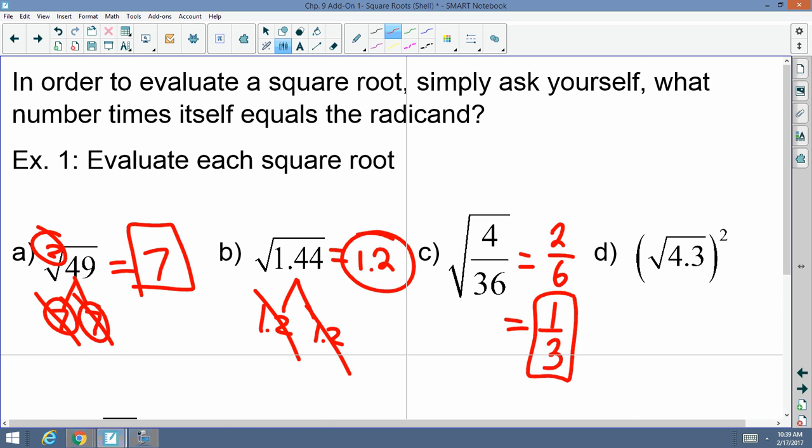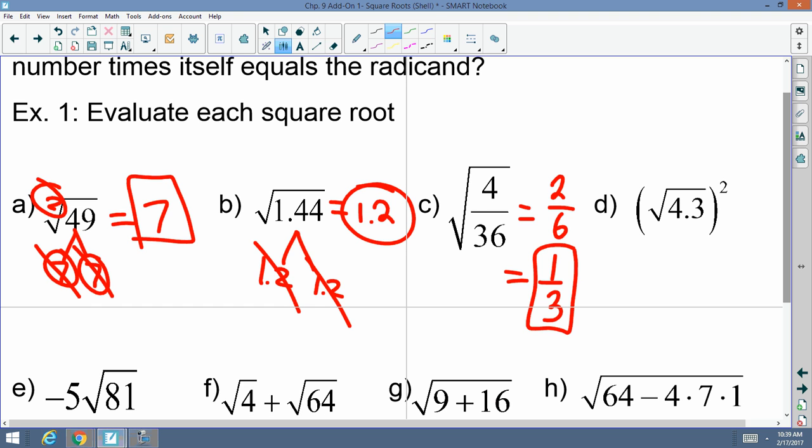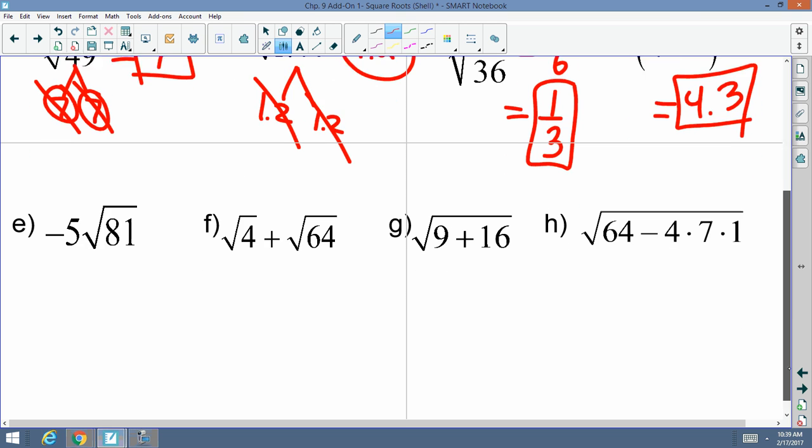So, anyways, D: square root of 4/3 raised to the second power. What is that going to equal? 4/3, because that square root and that power cancel out. We got 4/3. Perfect.